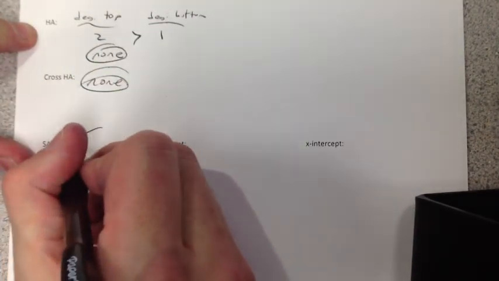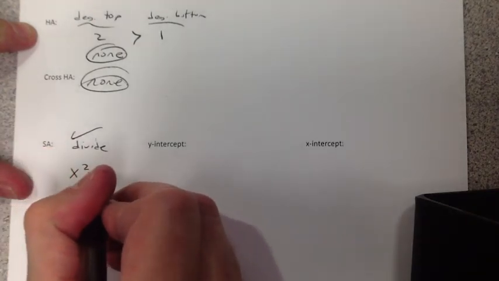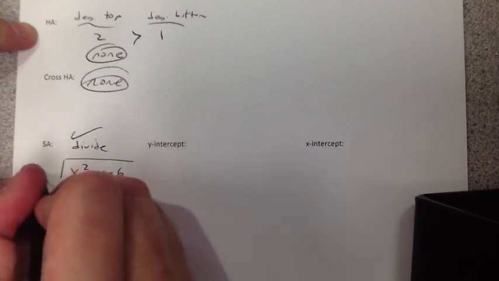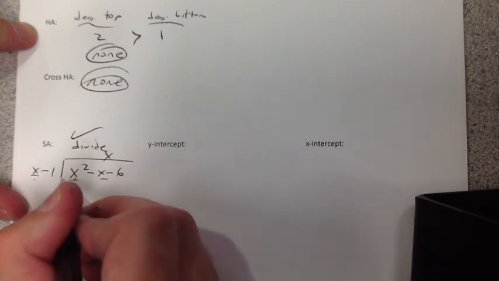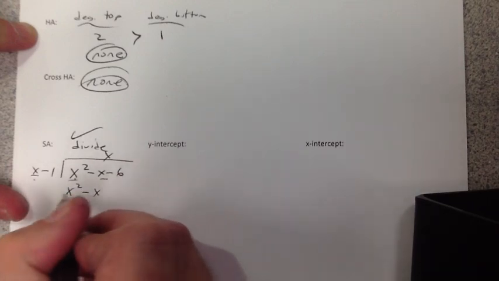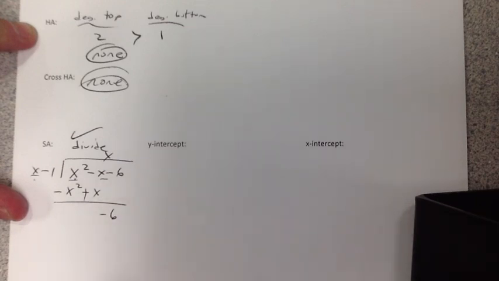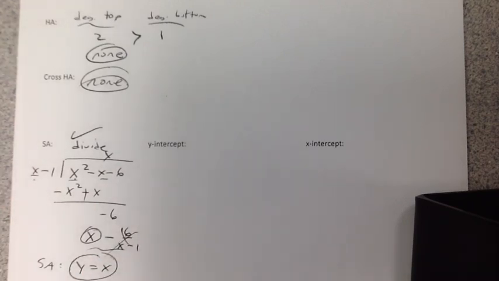Now, will there be a slant? Absolutely, there will be a slant. Because why? There is no horizontal. So, how do we get the slant? We divide. I'm going to take my polynomial, x squared minus x minus 6, and divide that by x minus 1. How many times does x need to go into x squared? x. I get x squared minus x. I'm subtracting, so I change the signs. My remainder is negative 6. So I get x minus 6 over x minus 1. Now, that's my answer. But to get my slant asymptote, all we care about is the whole part, the x. So y equals x. We don't really care about the remainder.